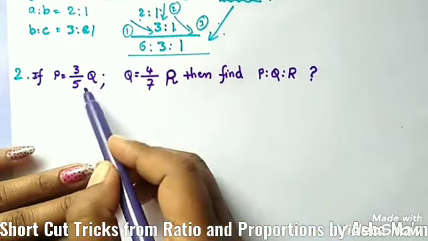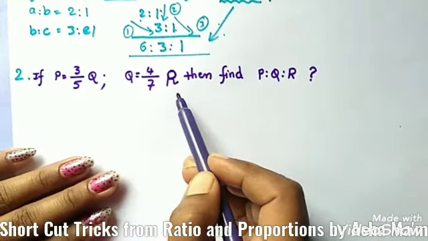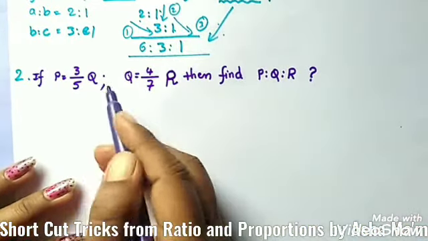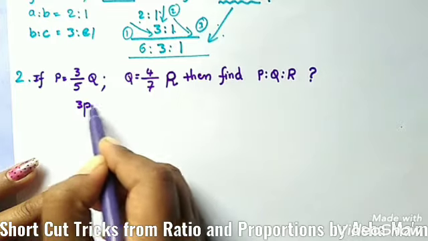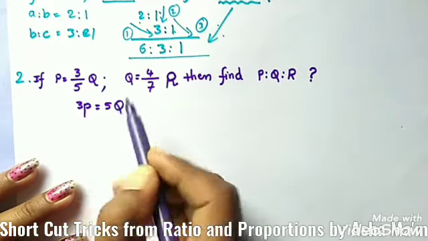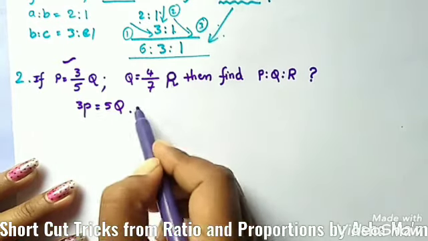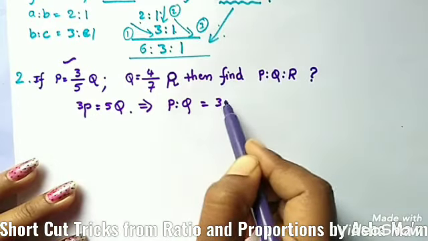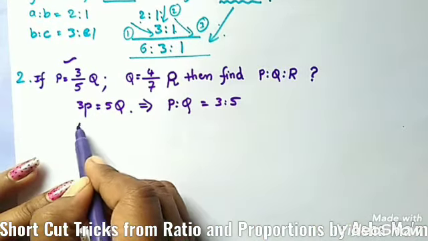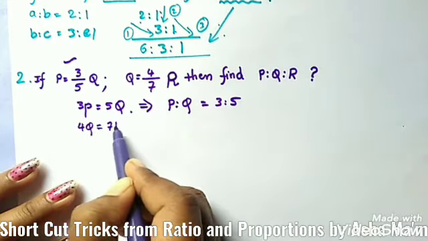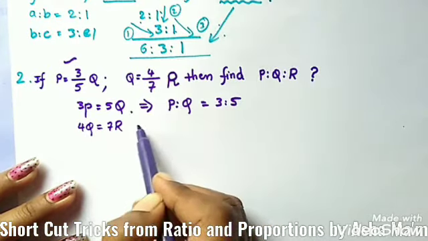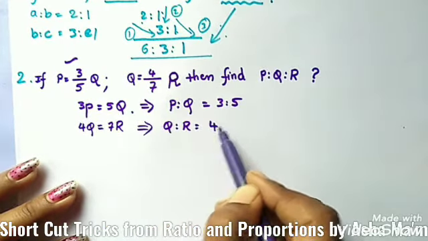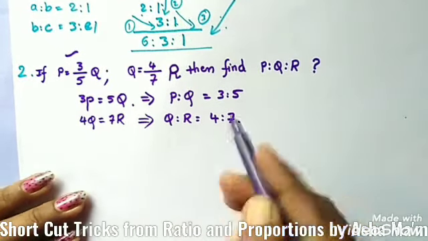If P is equal to 3 by 5 Q, Q is equal to 4 by 7 R, then find out P is to Q is to R. In this type of question, you can write like this. First of all, 3P is equal to 5Q. From this, you can write P is to Q is equal to 3 is to 5, simple. And next one is 4Q is equal to 7R. From this information you can write Q is to R is equal to, simple, 4 is to 7. Now you can use the simple trick here.